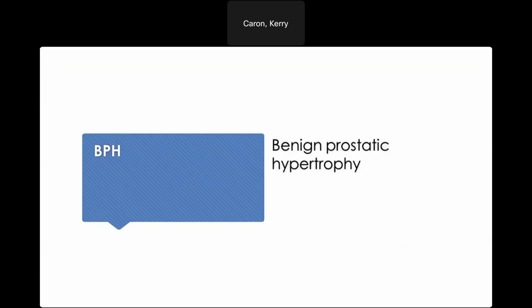Your abbreviations. Okay, BPH is benign prostatic hypertrophy. Hypertrophy means excessive growth. What that means is the normal enlargement of the prostate. As a man ages, it's okay for the prostate to get enlarged. This is benign, it's not harmful. It may cause increased urination or frequency, but otherwise benign.